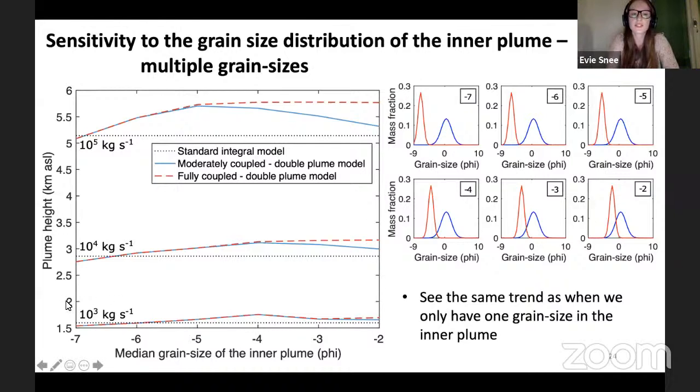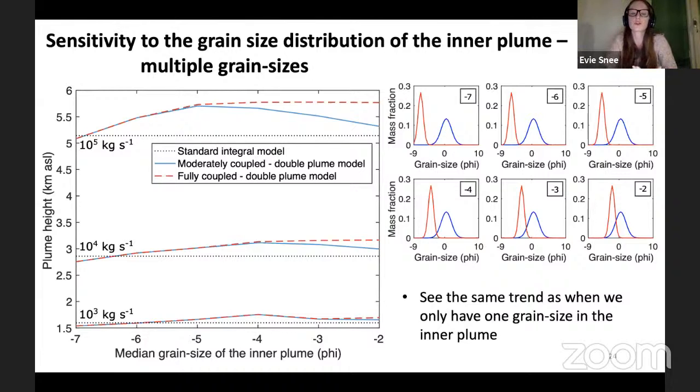Going back to this plot, once again on the y-axis we have the final height of the plume. And once again, we have 3 different eruptions defined by 3 different sizes, and our 3 lines plotted for each one of these different eruption sizes, with the dotted black being a tephra plume without a lava fountain, modeled by the standard integral model, and the colored lines referring to a tephra plume that does have a lava fountain, modeled with the double plume model, where the red dash is a fully coupled scenario, and the blue solid line is a moderately coupled scenario.